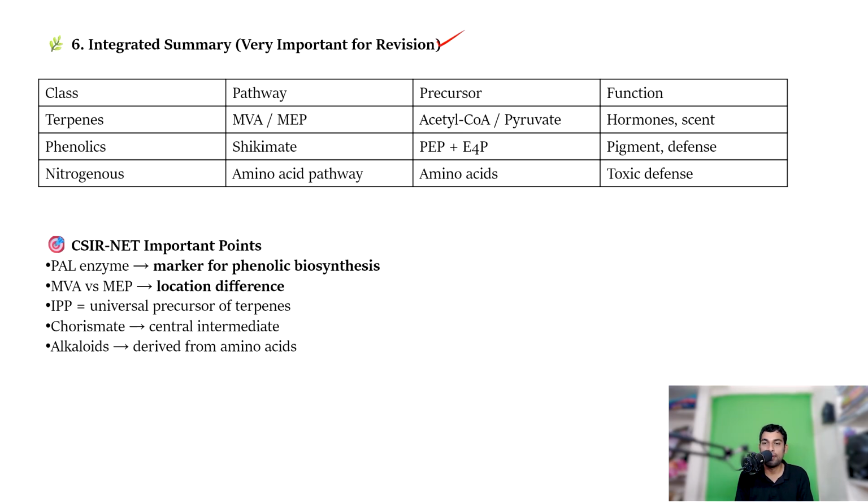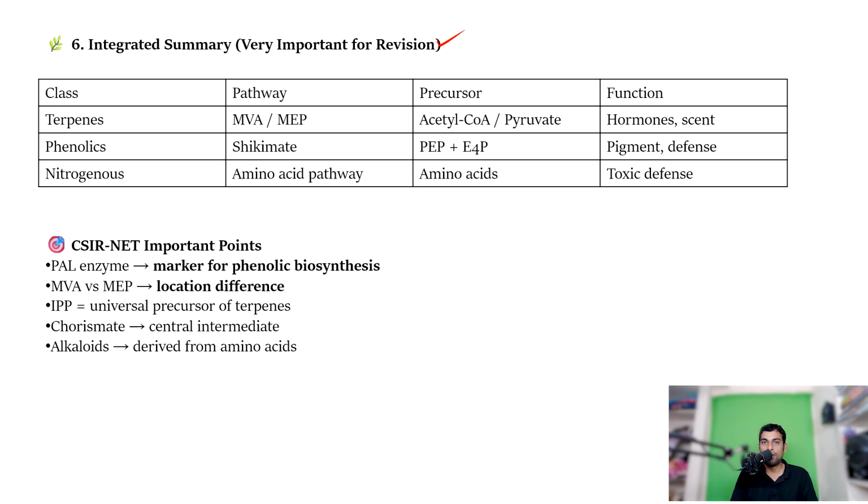Integrated understanding. So now we can clearly see that secondary metabolites are not waste products. These are specialized compounds that can help the plants to survive and interact with the environment. Let's see again. Terpenes are built from the isoprene units. Phenolics are derived from the shikimic acid pathway. Nitrogenous compounds are derived from the amino acids. So each group has specific biosynthesis as well as ecological function.